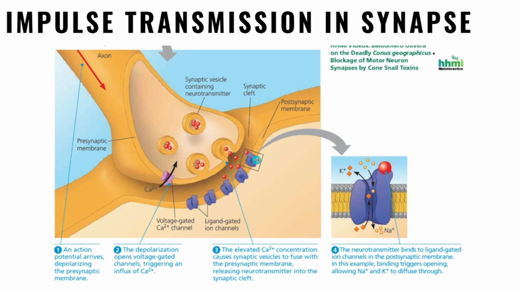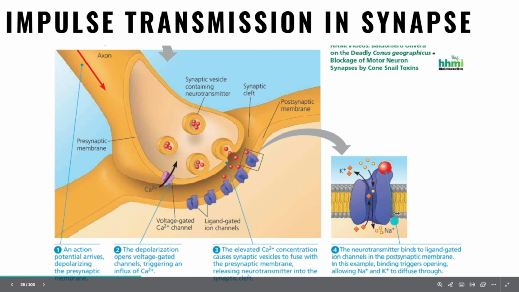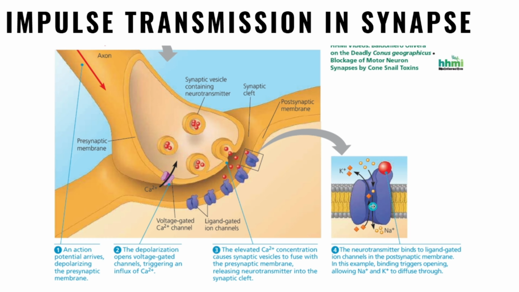Okay, this depends on what type of neurotransmitter it is. For example, you see here, when the neurotransmitter binds to this receptor, it will trigger the opening of the channel, allowing the sodium and potassium to be activated. If there is no neurotransmitter, the channel is not activated; it is still maintained as it is. But when the neurotransmitter is present, then it will activate it.